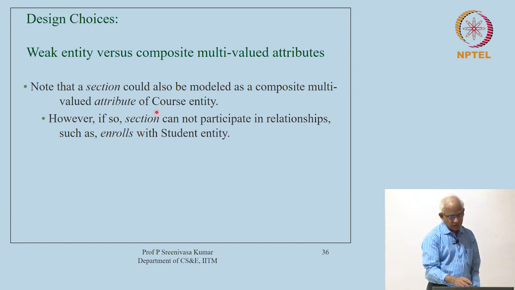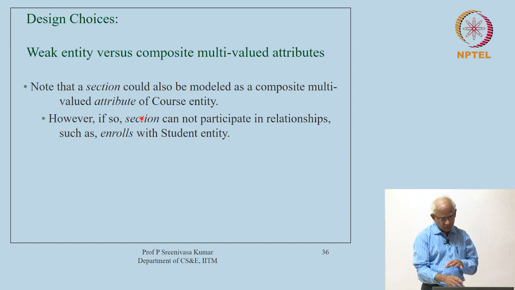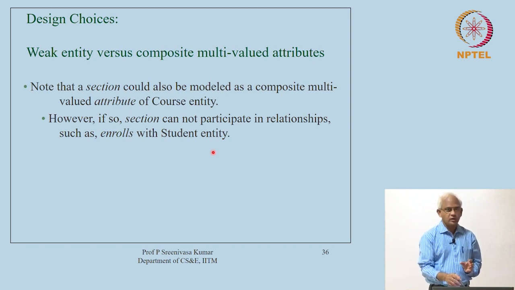So, it all again depends. If that particular entity's information is required for other things like relationships and all that, it is best modeled as a weak entity. Otherwise, you could even go ahead with modeling it as a composite multi-valued attribute. Okay.